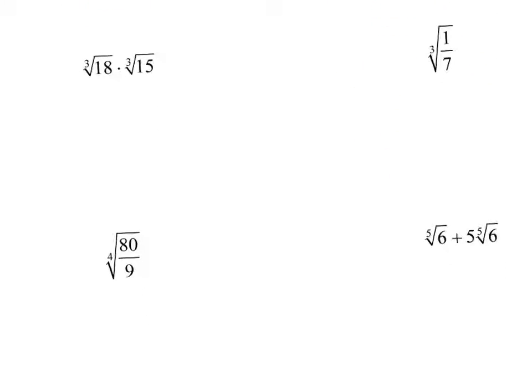Okay, so on this next one, I have the cubed root for both of them. They both have a cubed root, and when they're multiplying, you can go ahead and combine them. So this is the cubed root of 18 times 15. Now, I'm guessing that we can simplify this some, and I'm not even going to worry about multiplying 18 and 15. What I'm going to do is write them down into the primes.